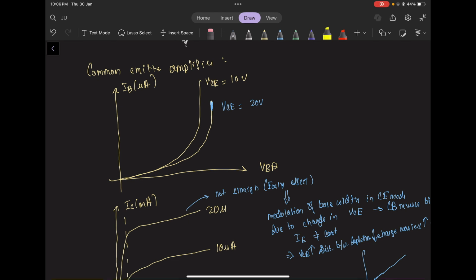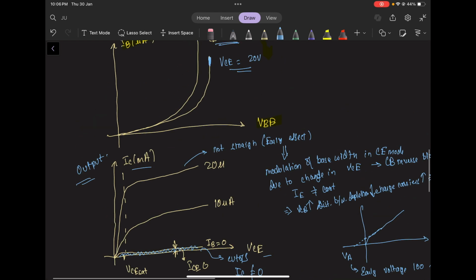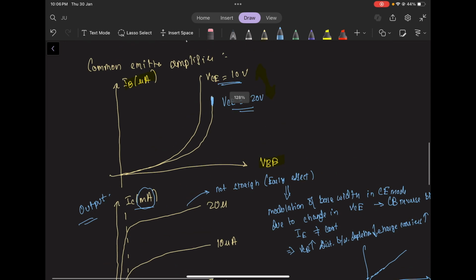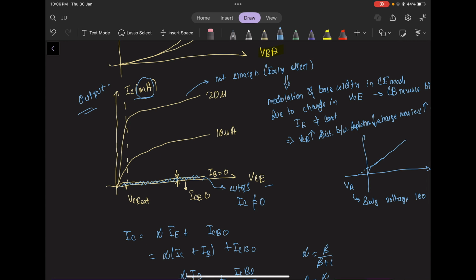Now, in common emitter amplifiers, the first thing is IB versus VBE, like in the previous curve. Note that these two are actually swapped. So the lower voltage is in the sharper curve and the higher voltage is in the less sharp curve. More importantly are the changes we see in the output characteristics. So IC versus VC. Note that IC is plotted in milliamperes while IB is plotted in microamperes. Now, this is basically the base current we are seeing.